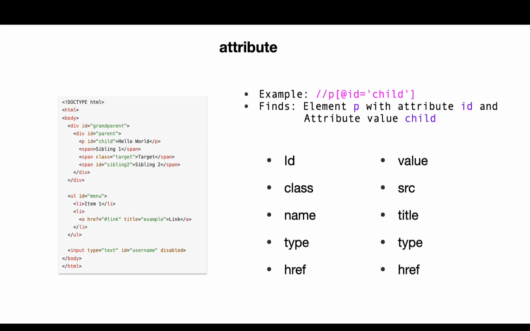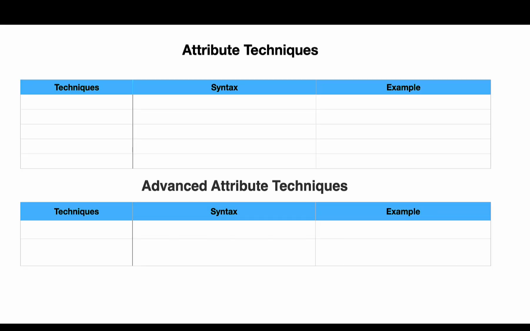We'll see the practical also, but before that let's see the advanced things, how to use attribute in different ways. The first one is the basic one whose syntax we have seen: the tag name, then in brackets @attribute name equal to the attribute value in single quotes. That's how it will work.